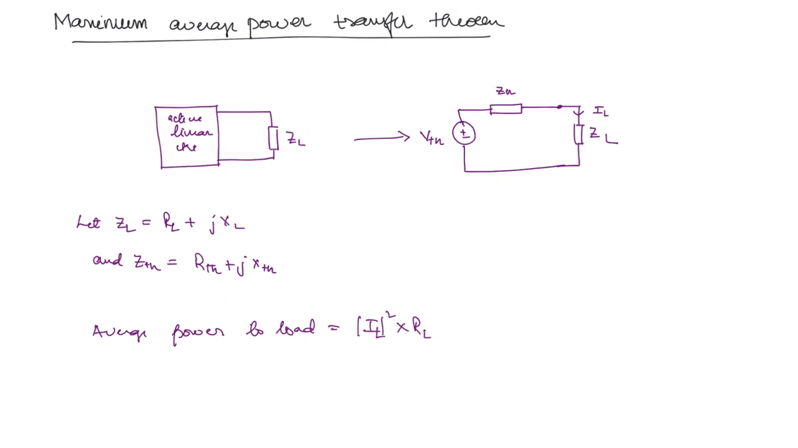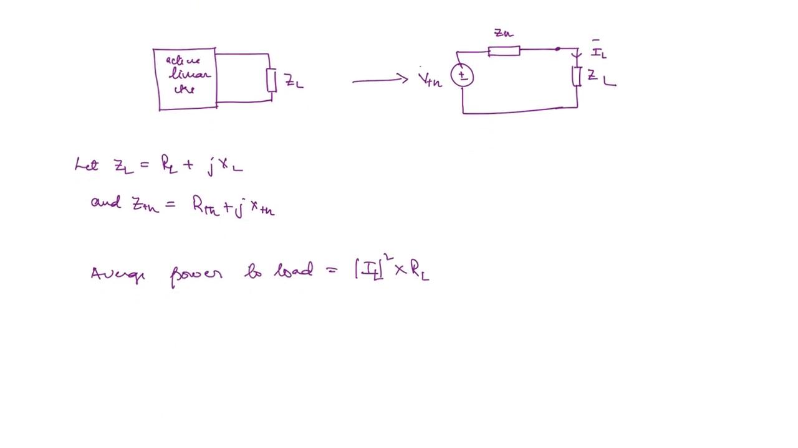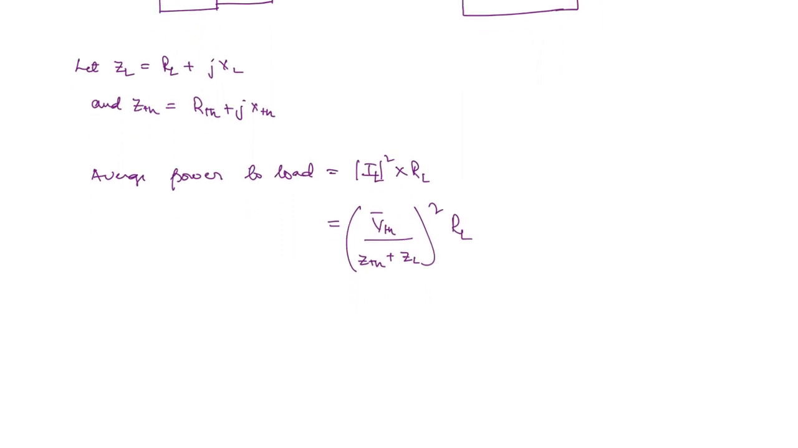Now IL, how can you write it? Remember, these are all phasors. Okay, so IL bar, VTH bar. So IL you can write as VTH bar divided by ZTH plus ZL, whole square into RL. So you can get mod VTH square, that means the magnitude of the voltage square, divided by root over RTH plus RL whole square plus XTH plus XL whole square, into whole square, so you can remove this square root.